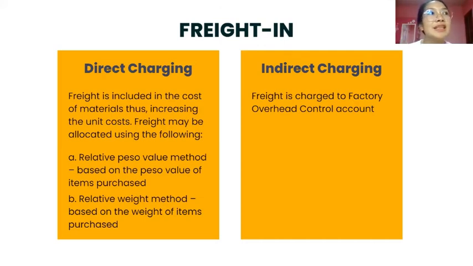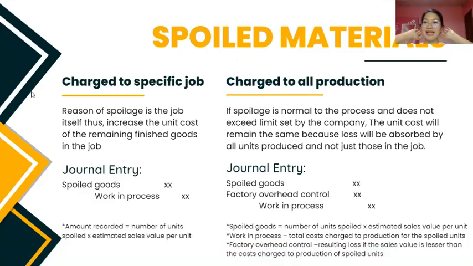So, direct charging, meaning cost of freight is, ang entry is debit materials, credit accounts payable. Bali, added siya sa materials na cost. And then if indirect charging, charge siya sa factory overhead nga account. And i-indicate man po sa problem kung unsa nga method gamiton. Okay, so dinhi na ta sa accounting for the different nga materials.